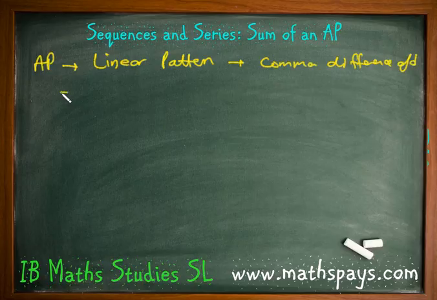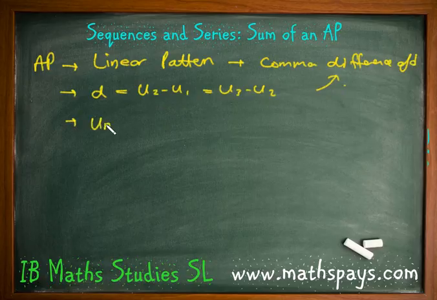Hopefully you remember that if we need to show that it is an arithmetic progression, we show that U2 take away U1 is equal to U3 take away U2, or that there is a common difference. We also learnt last lesson that if we want to find the general term, so any term in a particular pattern, we simply take the first term U1, and then add n take away 1 times that common difference. That is a formula that we are given on the formula sheet.